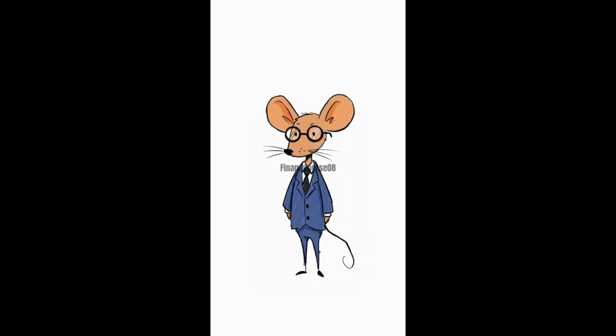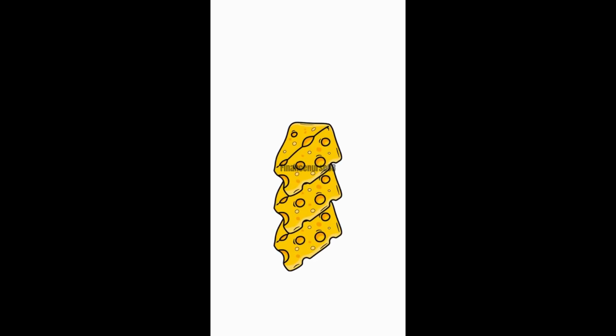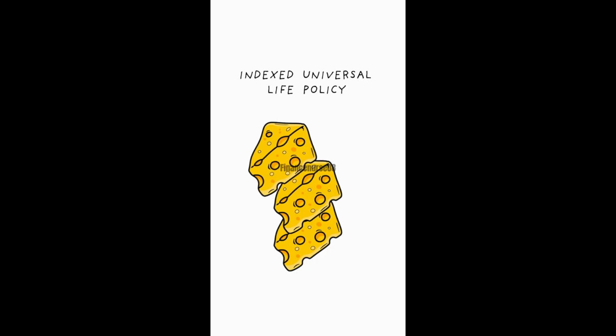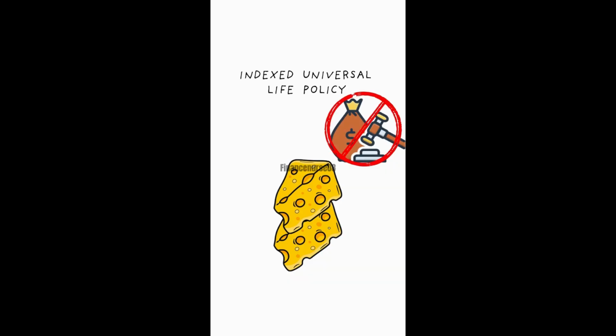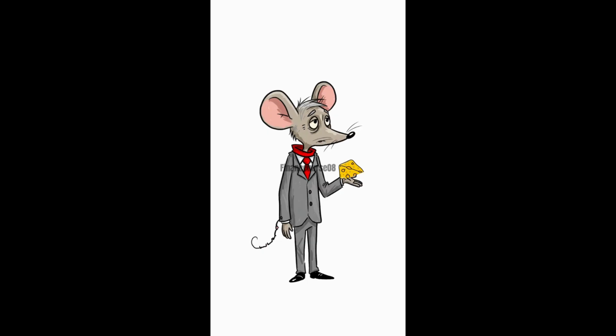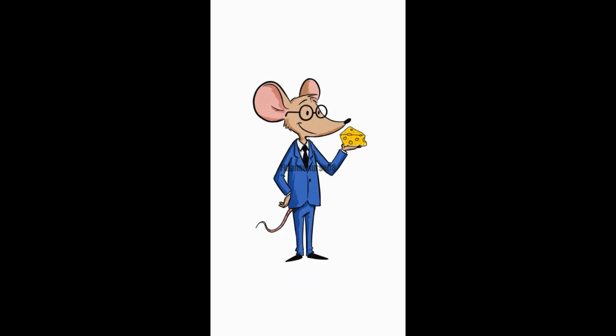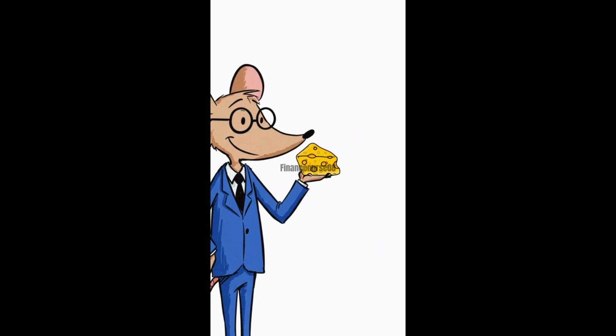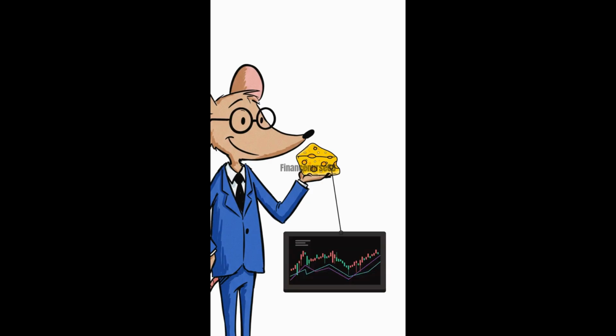This is Leo. He doesn't chase cheese. He grows it. Leo's cheese is in an indexed universal life policy. No tax when he pulls it. No penalties if he's not 59 and a half. And when markets go up, his cheese grows. Max loses cheese in downturns. Leo, not a crumb lost. Why? Because his cheese is linked to the market but never in it.